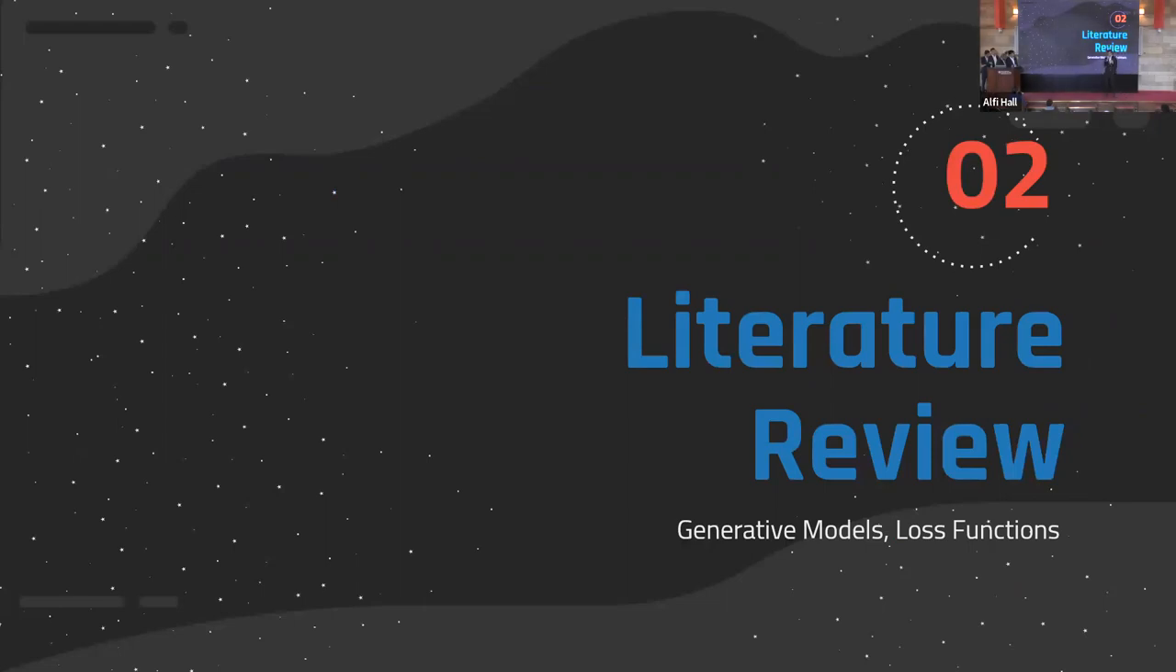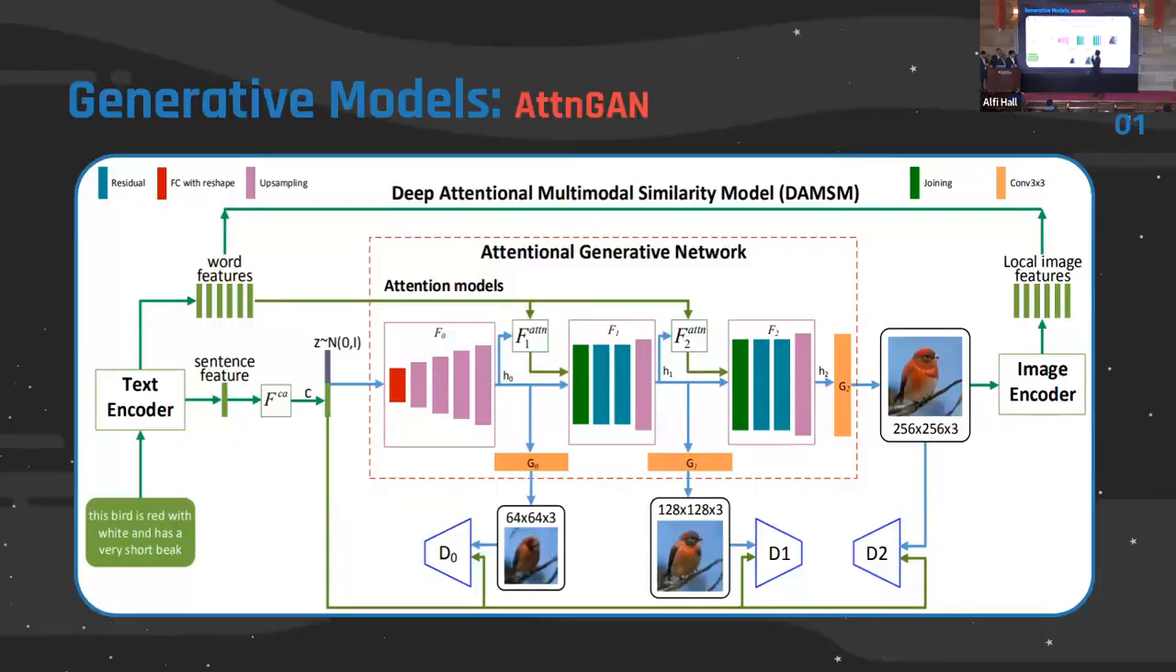So now we will move to the next section, which is basically a review of the current literature and the current generative models that exist in the literature, as well as loss functions that have been introduced before. The first one is the AttnGAN, which is one of the earliest models in text-to-image generation.